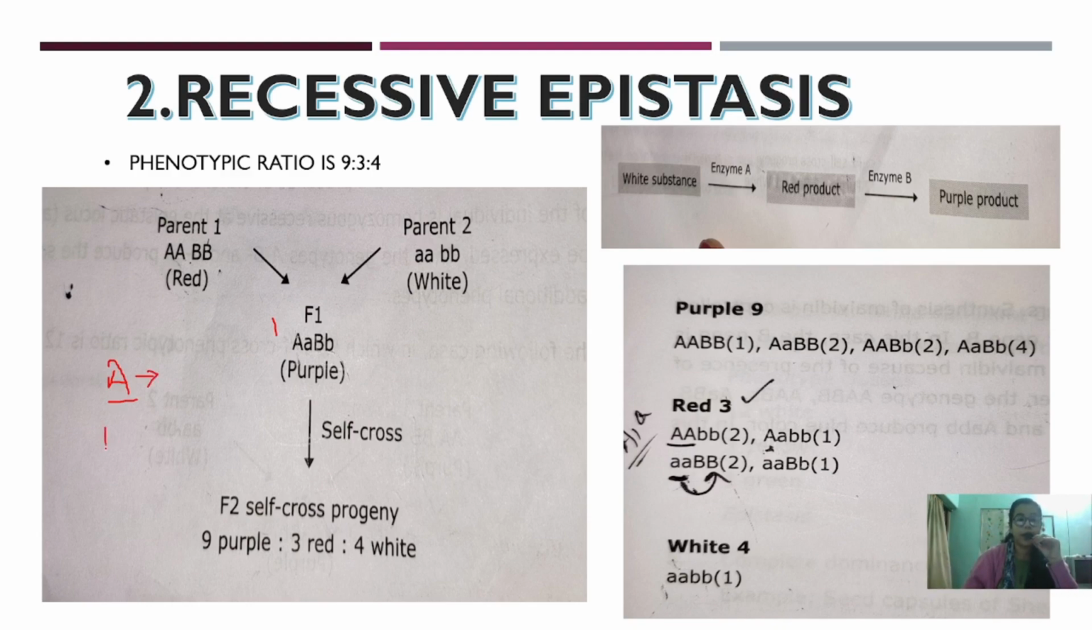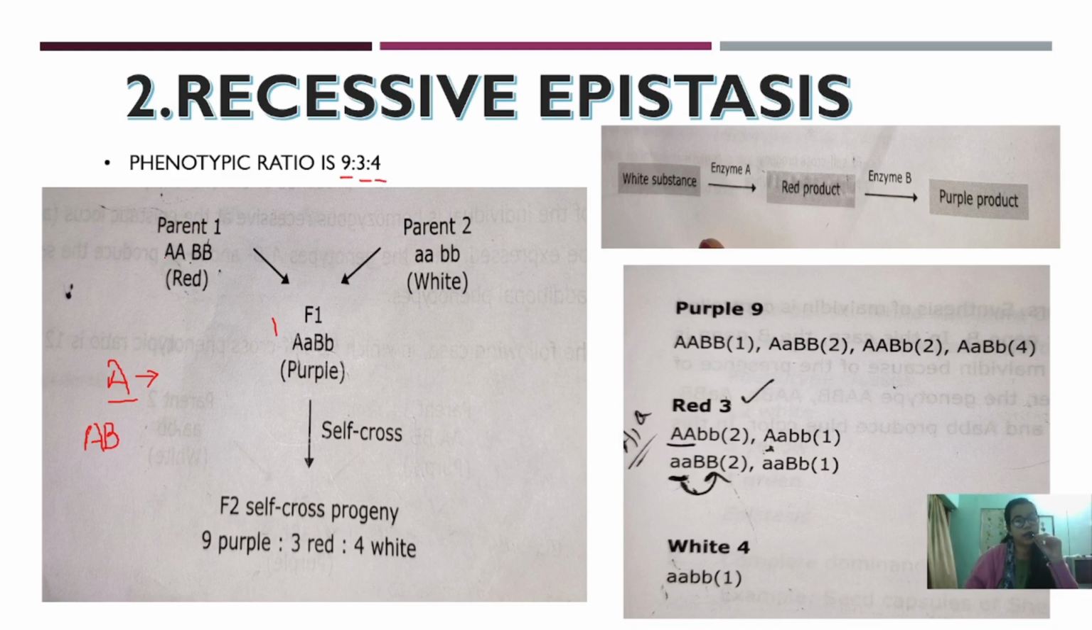But capital B, the dominant allele of another gene, can't express itself unless and until it is present with capital A. So capital B can't express itself individually. This is known as recessive epistasis, due to which we get the ratio 9:3:4. How is it formed? Let's see.